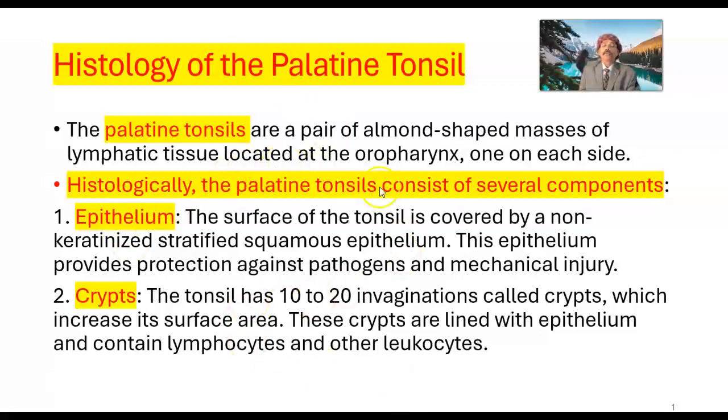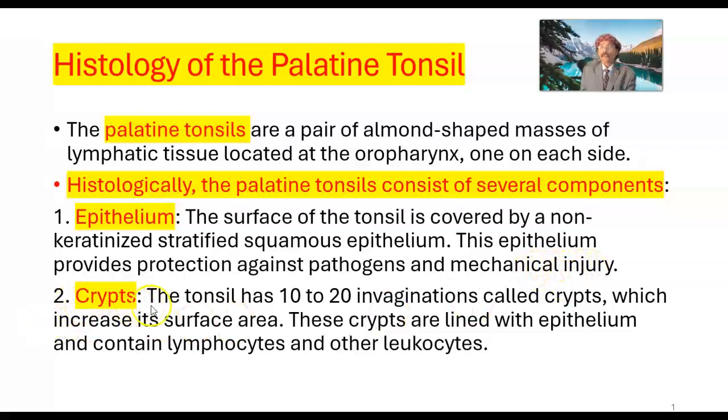Histologically, the palatine tonsil consists of several components. Number one, epithelium. The surface of the tonsil is covered by a non-keratinized stratified squamous epithelial layer. Okay, so multi-layered epithelium, non-keratinized stratified. This epithelium provides protection against pathogens and mechanical injury.